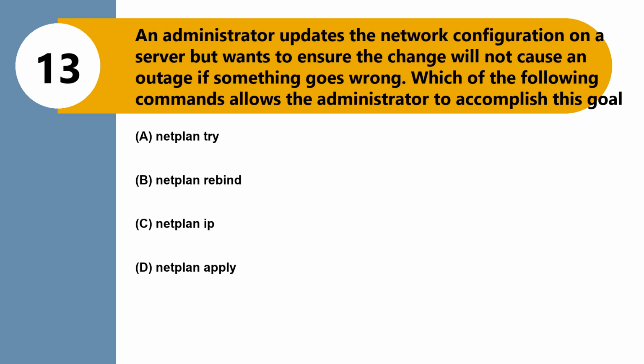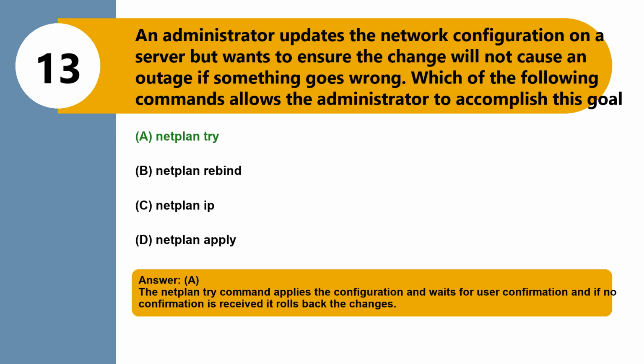Question 13. An administrator updates the network configuration on a server but wants to ensure the change will not cause an outage if something goes wrong. Which of the following commands allows the administrator to accomplish this goal? Option A, netplan try. Option B, netplan rebind. Option C, netplan ip. Option D, netplan apply. The correct answer is option A, netplan try.